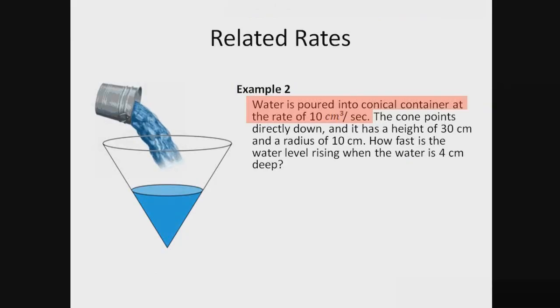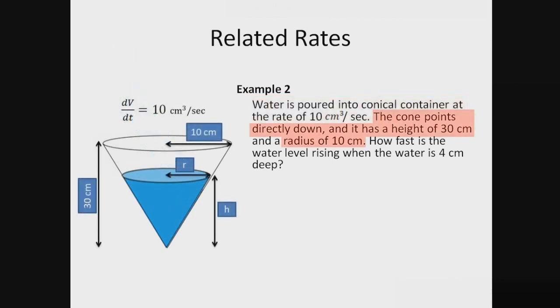Example 2. Water is poured into a conical container at the rate of 10 centimeter cubed per second. The cone points directly down and it has a height of 30 centimeter and a radius of 10 centimeter. How fast is the water level rising when the water is 4 centimeter deep?